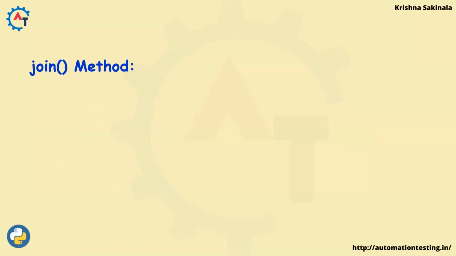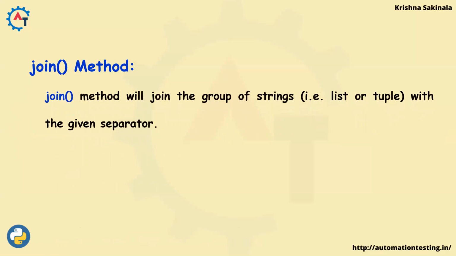Okay, so join method. Join method will join the group of strings, that is list or tuple, with the given separator. The syntax is str equal to separator dot join list or tuple. You need to give a list or tuple in the join, and then it will become a string. We can say it is the reverse of split. Split is splitting the string into a list. Now we are converting that list into a string.